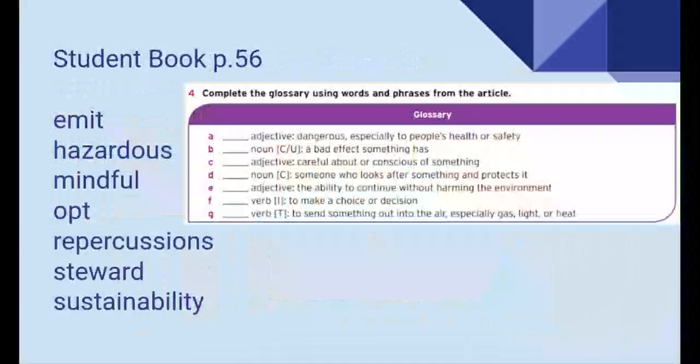Okay, let's go ahead and check. So, we have emit is letter G, which is to send something out in the air, especially gas, light, or heat. Hazardous is letter A, which is dangerous, especially to people's health or safety. Mindful, letter C, careful about or conscious of something.